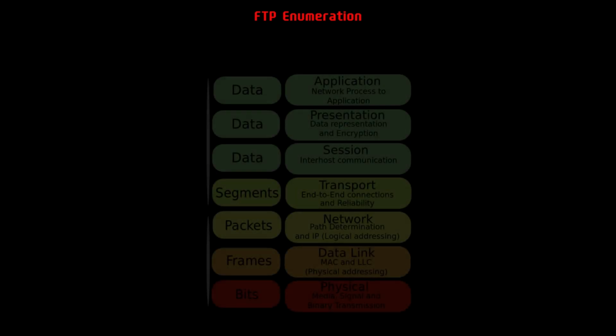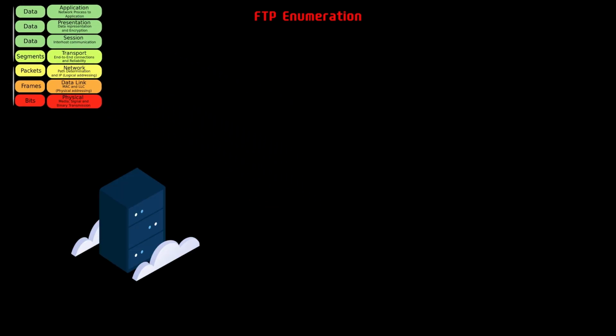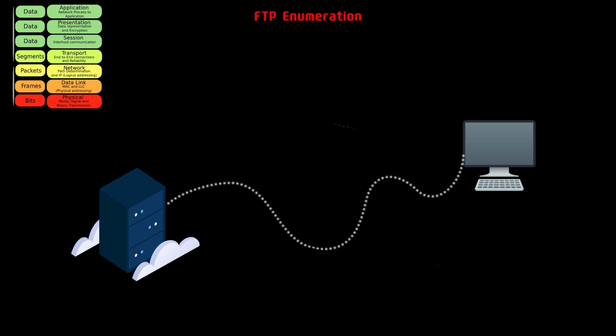Okay, let's talk about FTP. Before going into FTP enumeration, first, let's know about FTP. FTP means File Transfer Protocol, which is one of the earliest and also the most common forms of transferring files on the internet. Located in the application layer of the OSI model, FTP is a basic system that helps in transferring files between a client and a server.